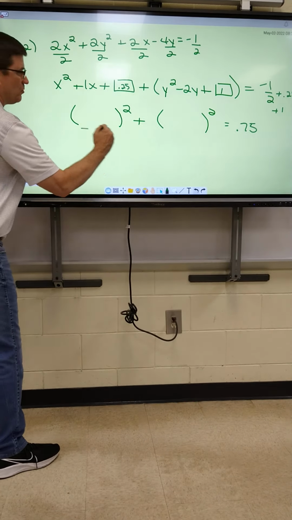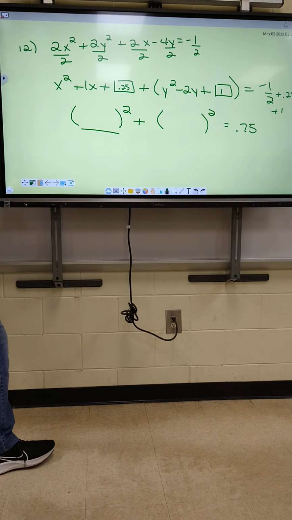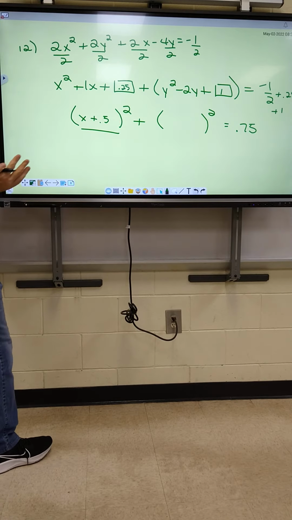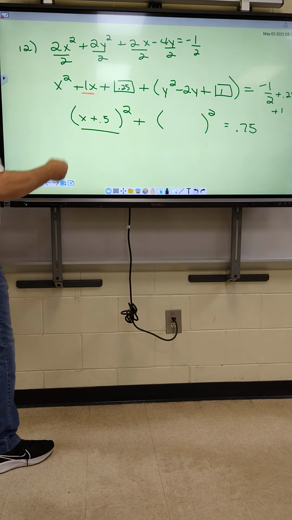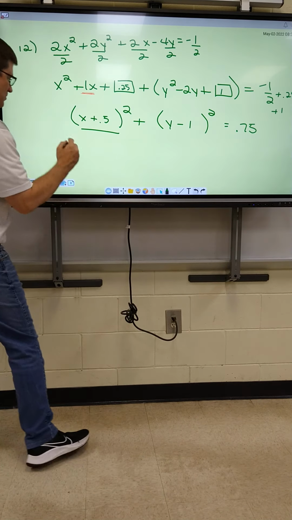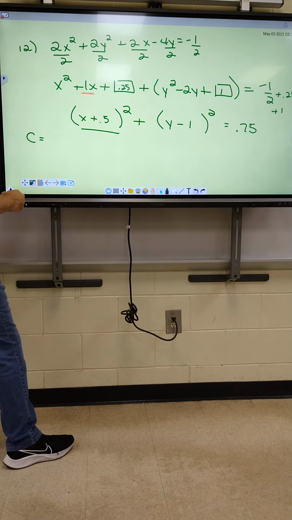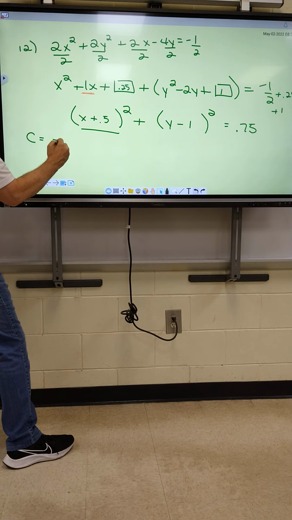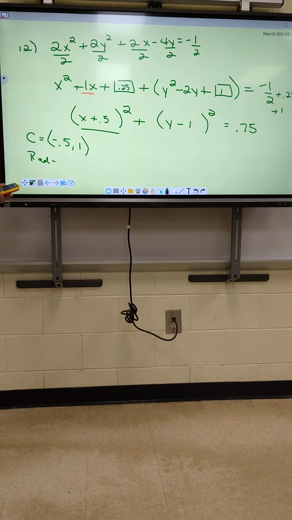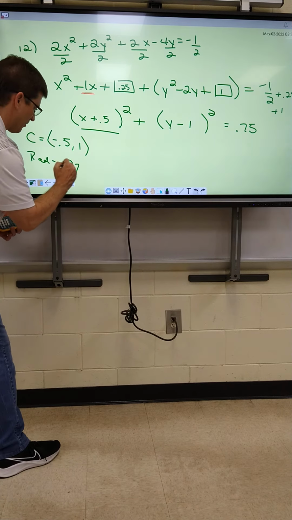All right, so here's the question. What goes in here? X plus 0.5. Where'd I get 0.5 from? Half of that. What goes in the second? Y minus 1. So what's our center? -0.5 and +1. And what's our radius? I'm going to type this in the calculator. Square root of 0.75 is, I got 0.87, I'm guessing. 0.87, I'm rounding, I should say.